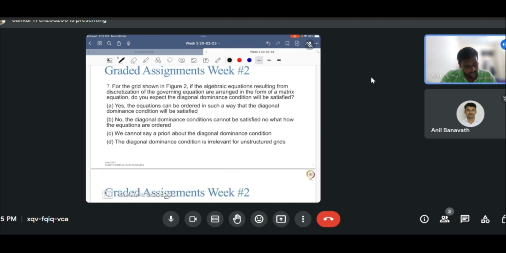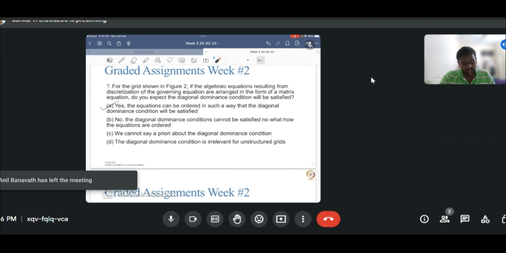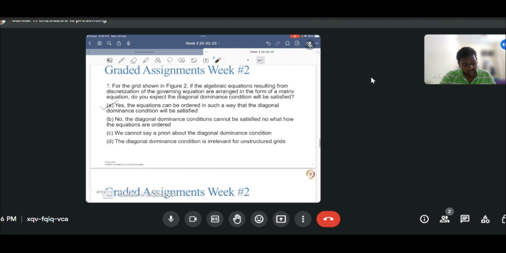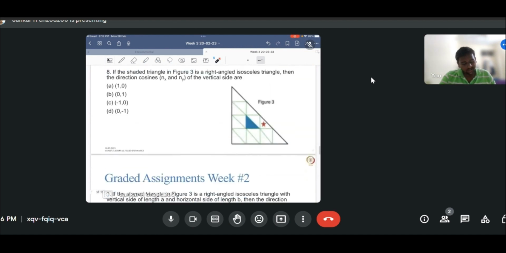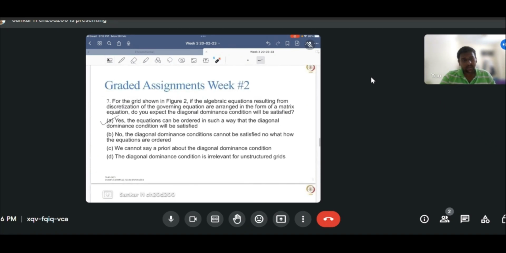Moving on to question number 7. For the grid shown in figure 2, if the algebraic equations resulting from the discretization of the governing equation are arranged in the form of a matrix equation, what do you expect about the diagonal dominance? When the elements are arranged in the form of a matrix, we will expect them to form a diagonally dominant condition, because these CFD solutions, when arranged, are expected to be diagonally dominant, and generally that is the case when we solve these equations. When we actually solve and put it in a matrix form, we'll get it in that manner only.